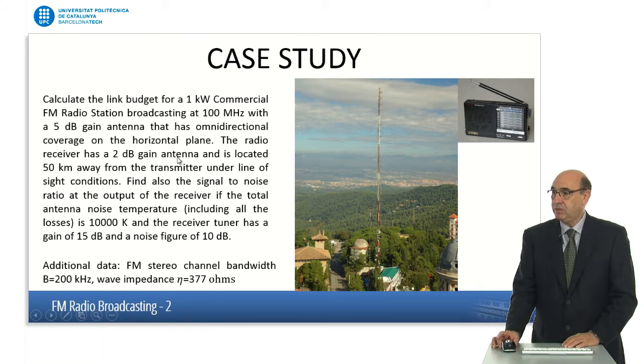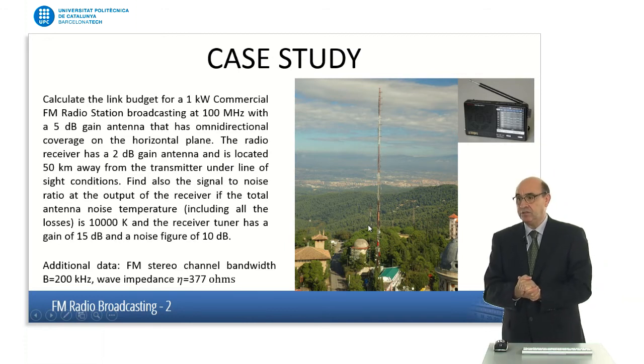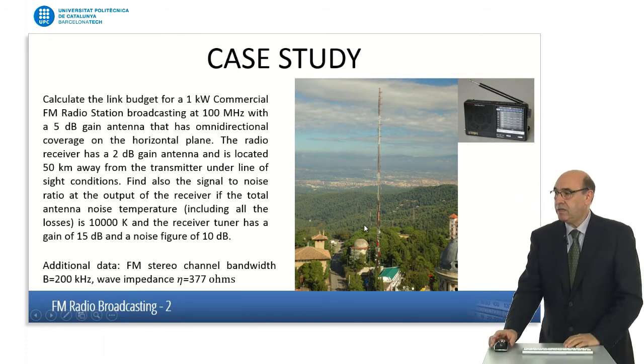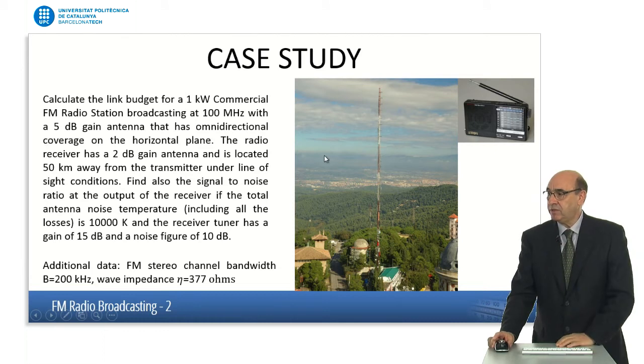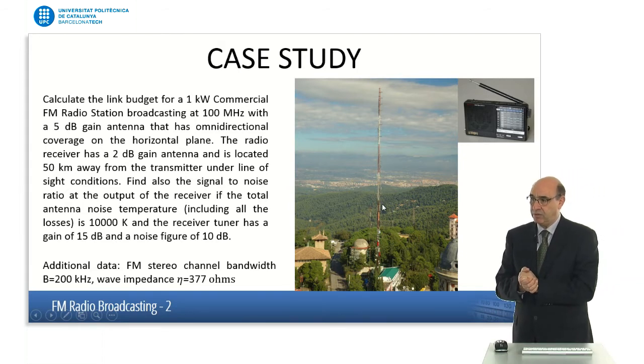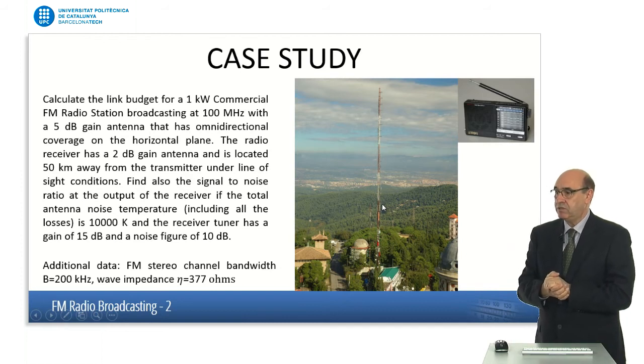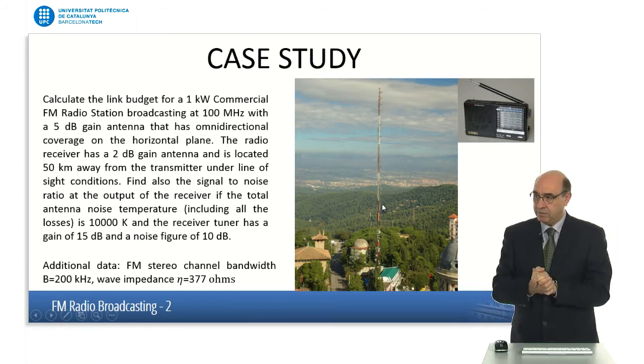It's a 2 dB gain antenna, and is located 50 kilometers away from the transmitter. And we say that it's under line of sight conditions. That means that the antenna is somewhere around there on the mountains and could see the transmitter, and there was no obstruction. But still those signals can propagate beyond the horizon, but not very far away from this.